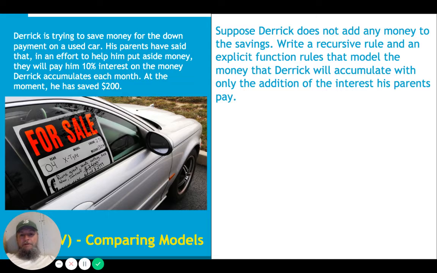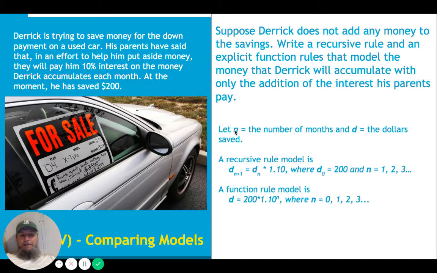All right, so let's explore this in a little more detail. He's trying to save the money. It's going to pay him 10% every month on the money he accumulates, and he only has $200. If he doesn't add any money to the savings, we're going to write a recursive rule and an explicit function that models the money Derek will accumulate with only the addition of the interest from his parents.